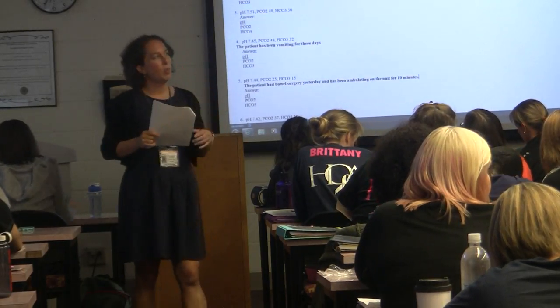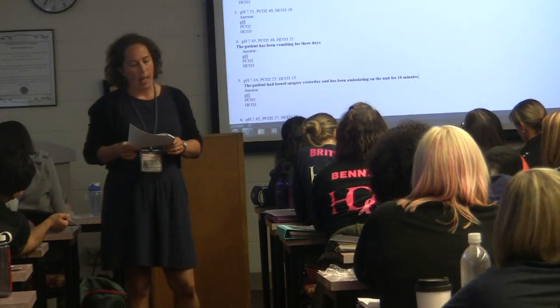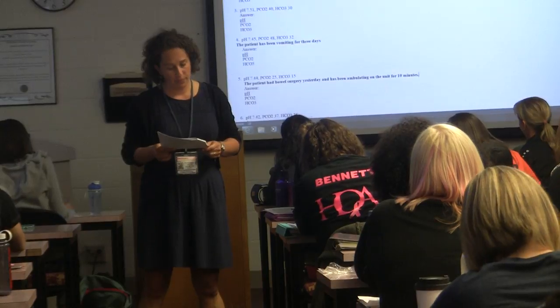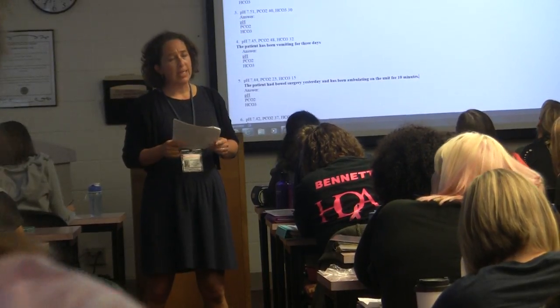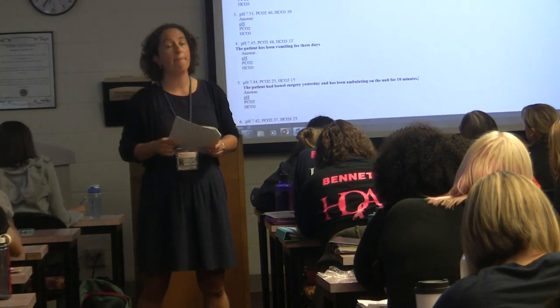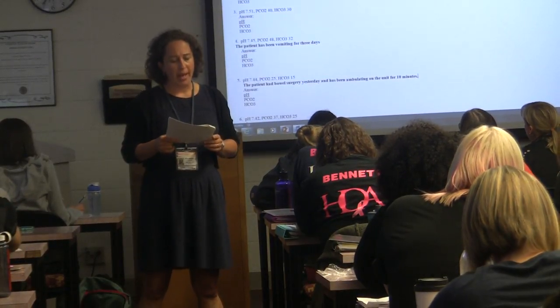All right, number two. I'm going to just, again, do them out. You can see them up there a little bit. All right. pH is 7.30, which is what? PCO2 is 42. What's that? Normal. Bicarb is 20.